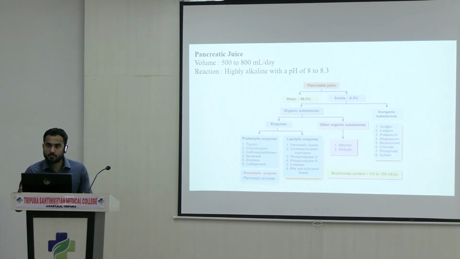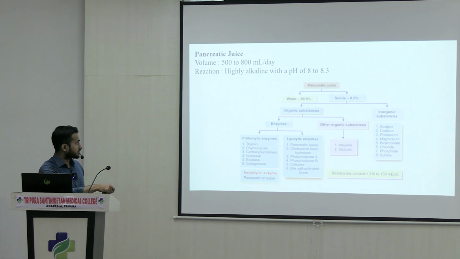If it is 8, it will be acidic. It will be alkaline in nature. That means the pancreatic juice which is secreted by the exocrine pancreas is alkaline in nature. Now in the pancreatic juice, you can see these are the constituents of the pancreatic juice. So see the water content and see the solid.